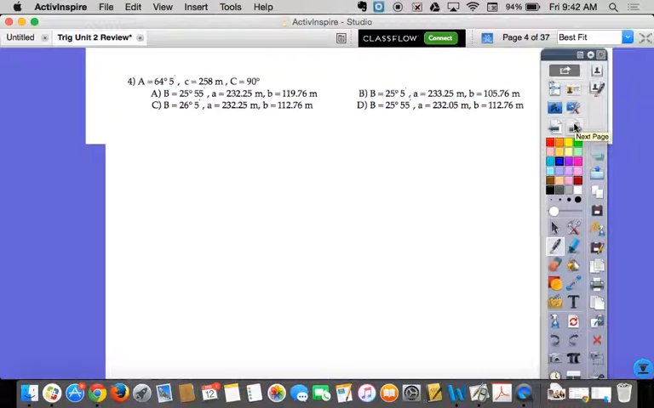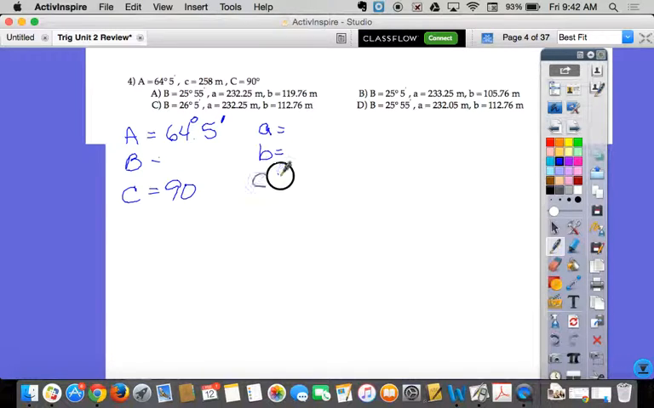All right, number 4 is another one where you had to solve the triangles with same setup. Big A is 64 degrees 5 minutes. So it's not a decimal, it's minutes and seconds. We don't know angle B. We obviously know angle C. A, we don't know. B, we don't know. C is 258.